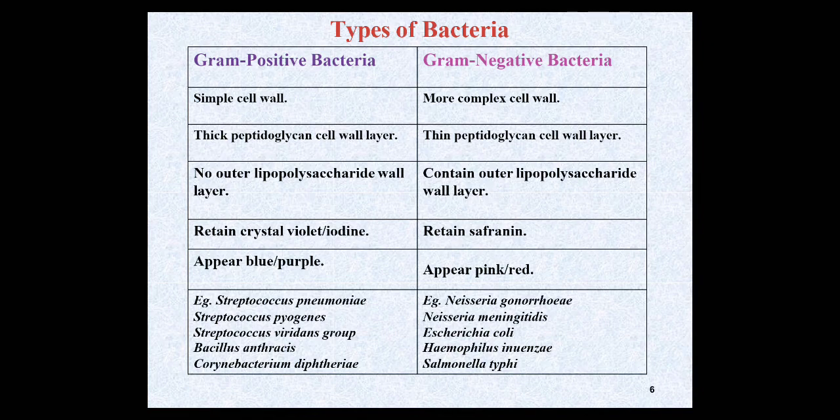We'll see afterwards the gram negative bacteria examples, and they include first Neisseria gonorrhoeae, next Neisseria meningitidis, next one is Escherichia coli, or commonly we call it E. coli bacteria. Next is Haemophilus influenzae. Next one is Salmonella typhi, which causes typhoid fever. So these are the types of bacteria with clear distinguishing characteristics.